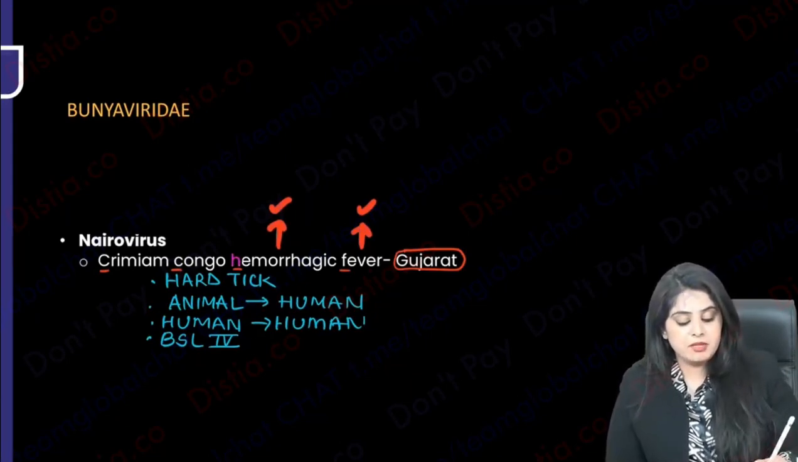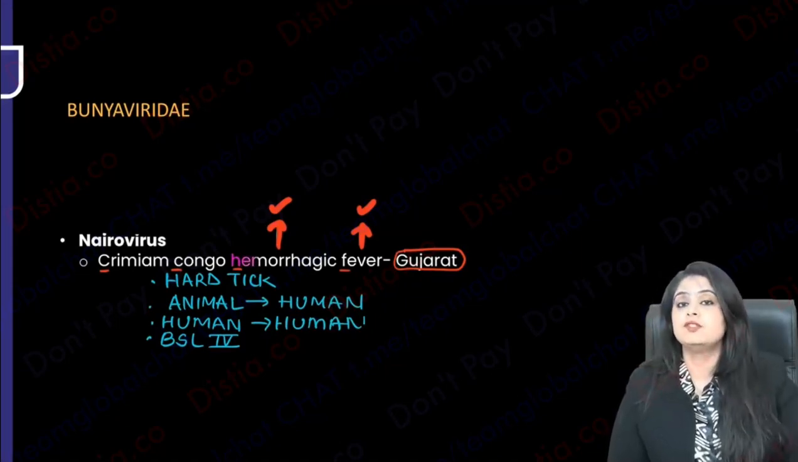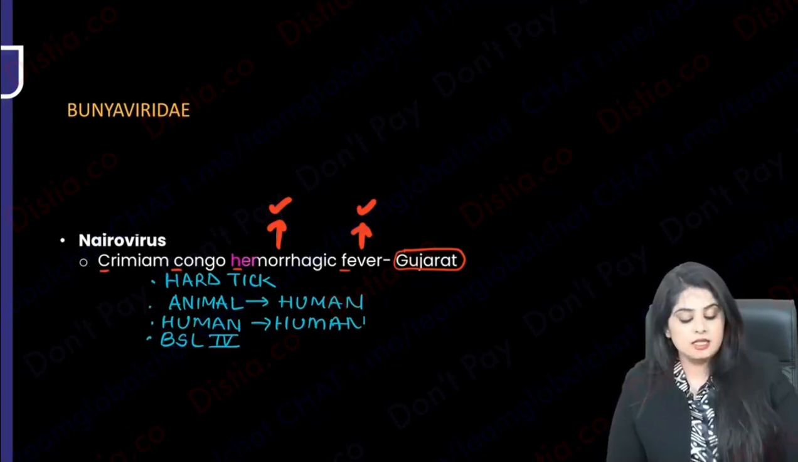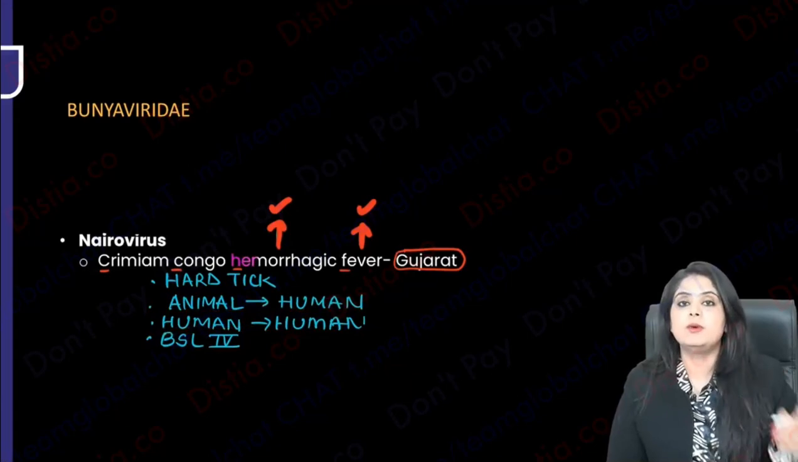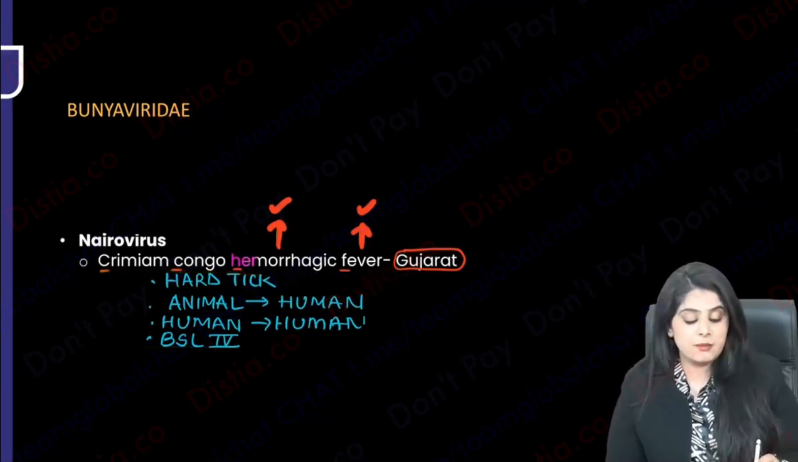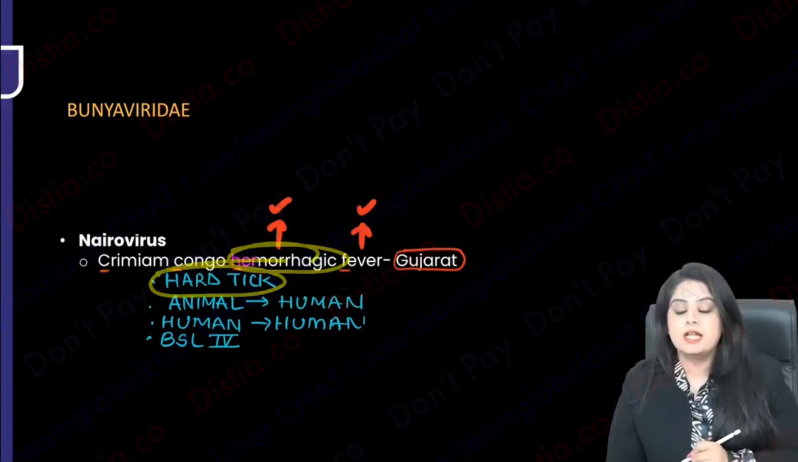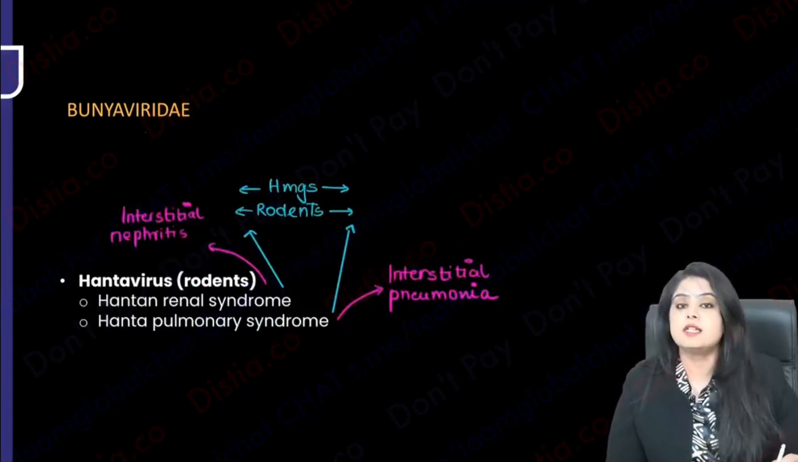But remember, the primary concern over here is hemorrhagic, means this is H for H. This is transmitted by a hard tick. This also comes under BSL-4 category, and every type of transmission is known. Animal to animal, human to human. That is why it's under BSL-4. And this Crimean Congo hemorrhagic fever is seen in India. Remember, hemorrhagic hard tick.